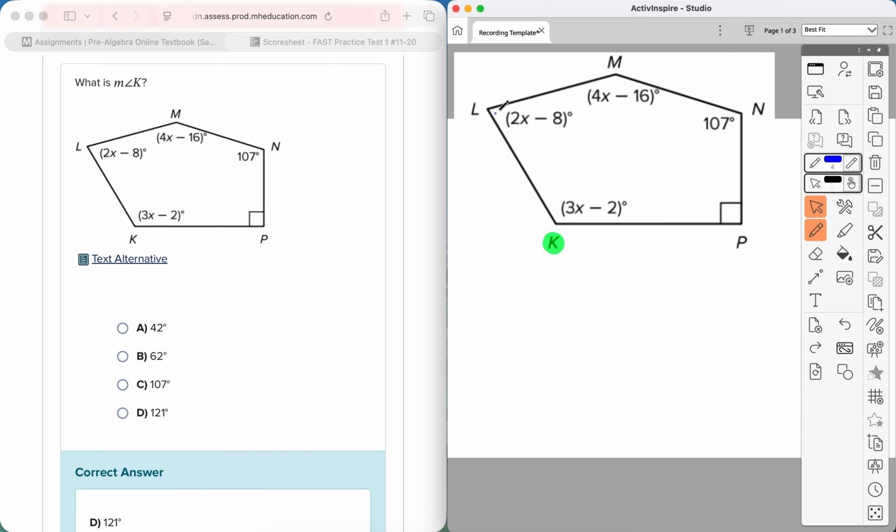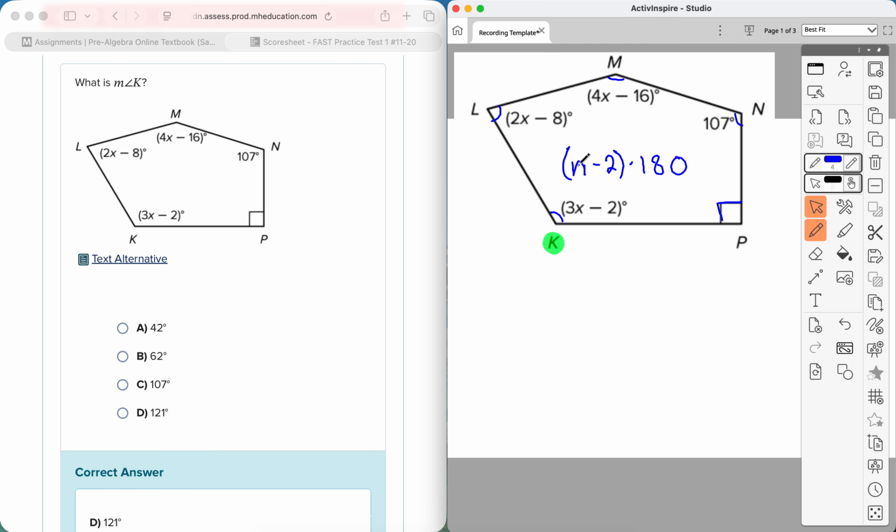So first I need to know what all of these angles are going to add up to so that I can make an equation to solve for X so that I can give the measure of angle K. So there's a formula that you need to remember. It's pretty useful. N minus 2 times 180. The polygon interior sum formula, something like that. It tells you what every interior angle of a convex polygon would all add up to.